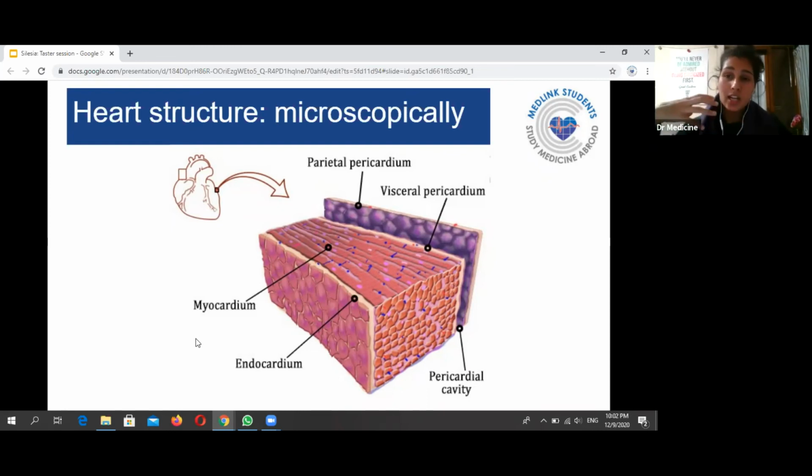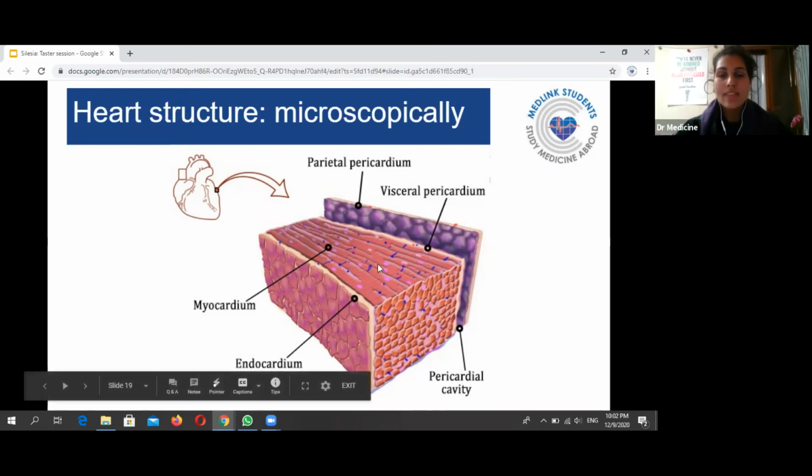So I would encourage you, when talking about the microscopic structure, when you specify the three layers, mention where they are located. Okay. Mention where they are located, what cells they are comprised of.